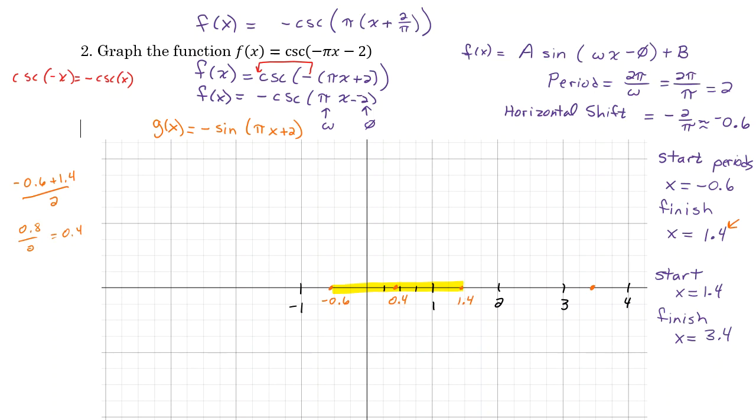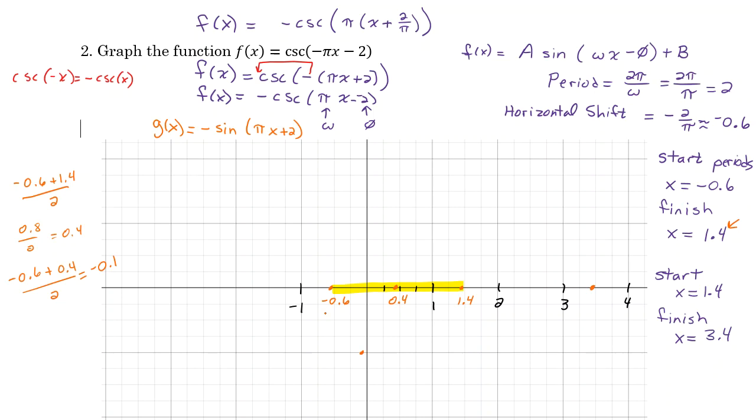So halfway between -0.6 and 0.4, it's going to be at its minimum. So that's -0.2 divided by 2, which is -0.1, maybe about right there. So that's going to be at its minimum, which is -1 because our amplitude is 1.